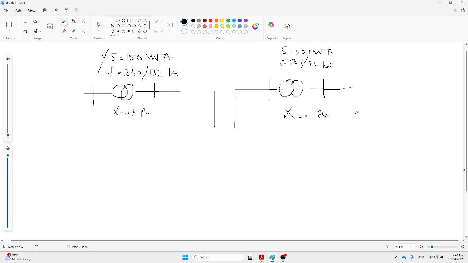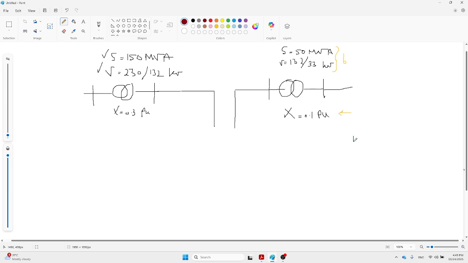Then the question is, this new X is given on the base of these two transformers. What is the real value of X? Are they exactly the same or different? For this, we should find out, step one, what is the per unit formula?